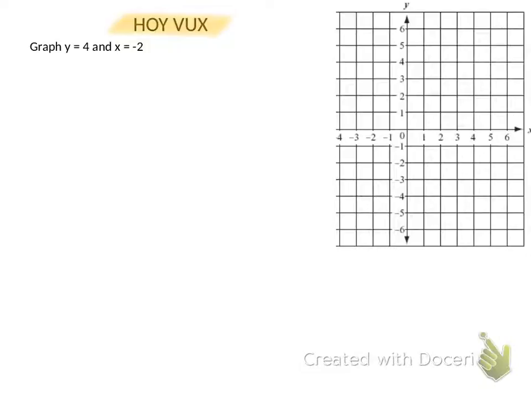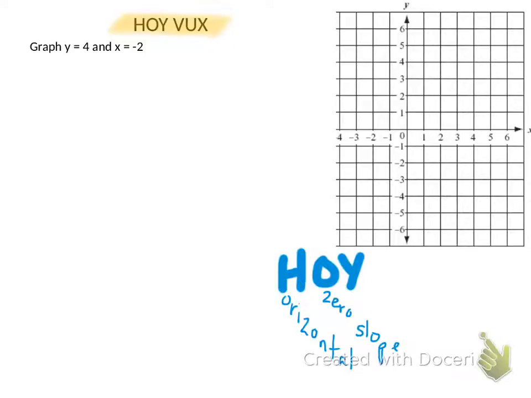We've got OI, which stands for H, horizontal. The O stands for 0, as in 0 slope. And then the Y is a y equals, or that's how the equation is written. And then we've got VOOX, which stands for, anybody remember?